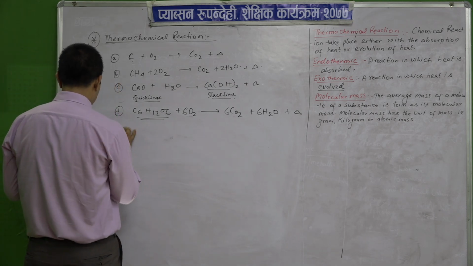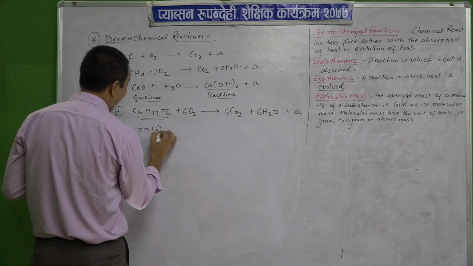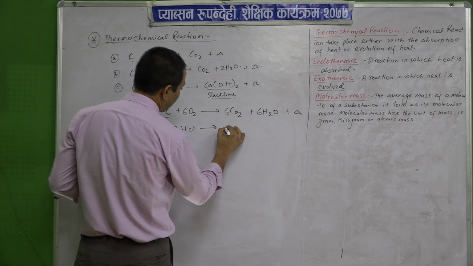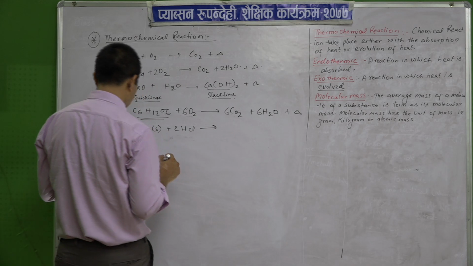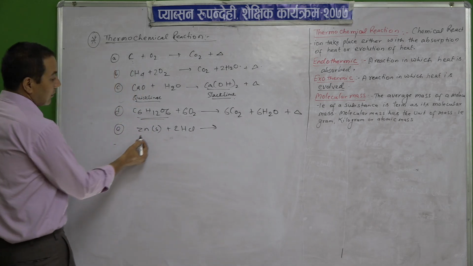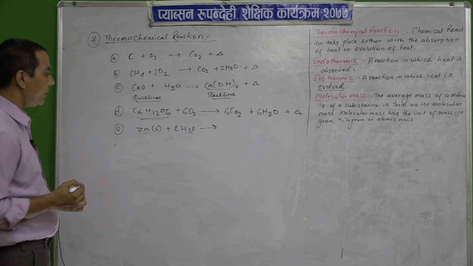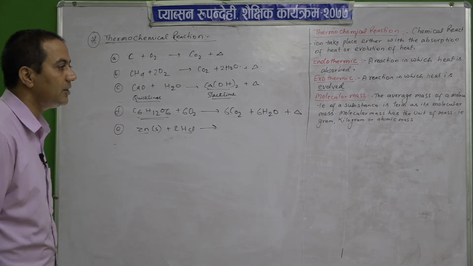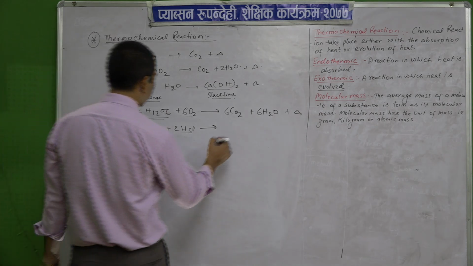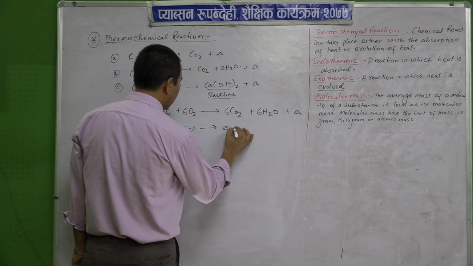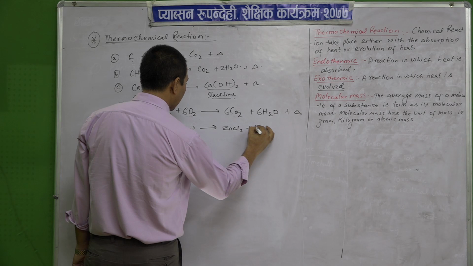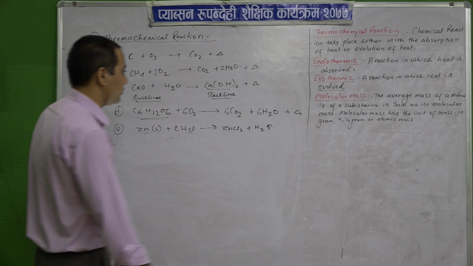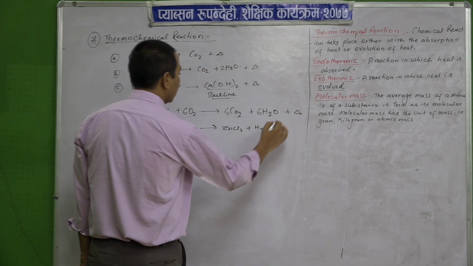Then another example. We are trying at least 5 examples of each, therefore I am writing all this. I think you have understood these reactions. So, Zn plus HCl, we have written this equation also in single displacement reactions. Heat is then released, giving ZnCl2 plus H2.